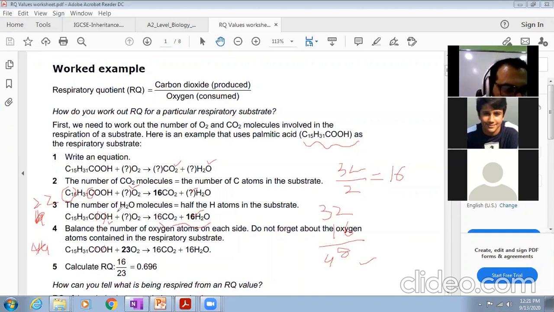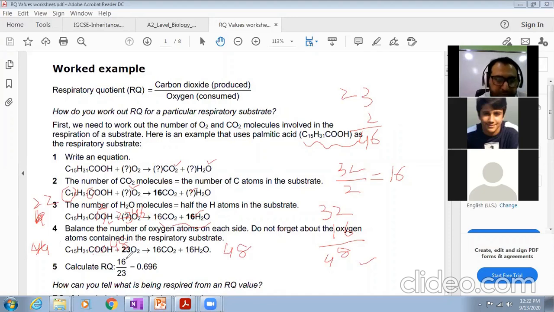Let's see, if I put 23 here, so 23 multiplied by 2. What will it give you if you multiply 23 with 2? 3 times 2 is 6 and 2 times 2 is 4, so 46. So it means 46 plus these 2, it will give you 48. So this side is now balanced. 48 is equal to 48.